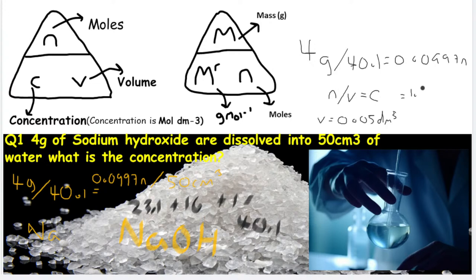Whoops, what did I do there? Oh, yeah, 40. Hold on. So my moles are 0.0997. I'm going to divide them by my concentration. What was my concentration? 50 divided by 1,000. We get 1.99 mole.